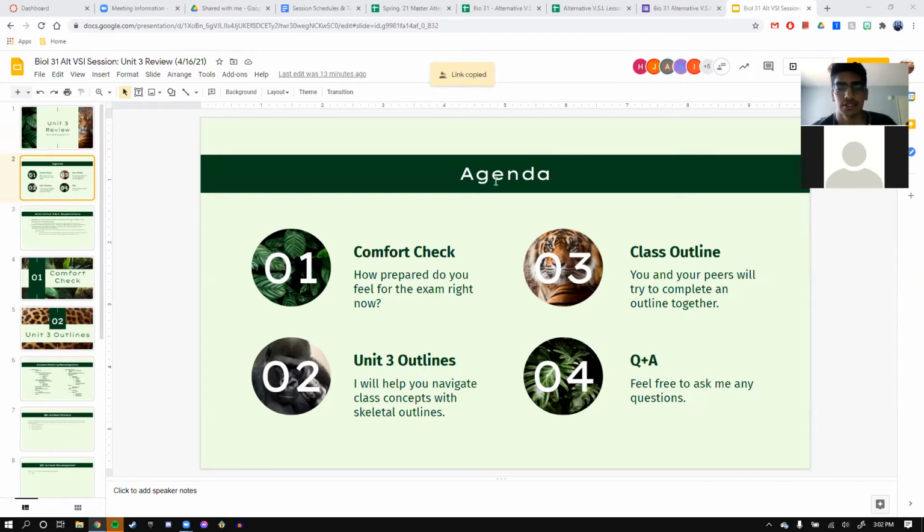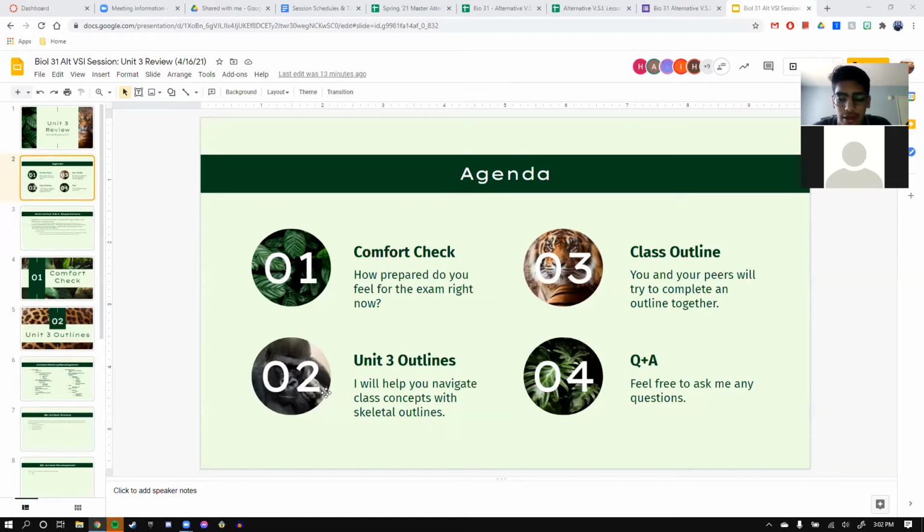So the agenda, pretty simple. Today, the first thing we're going to do is a comfort check, basically like a mini survey. Trying to gauge how prepared you guys all feel for the exam right now. I really want to know whether most of you guys are feeling more prepared or less prepared. And hopefully we can alleviate any concerns using this session and the time that we have here today.